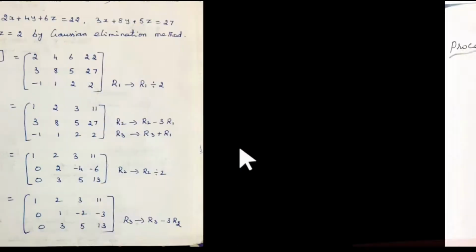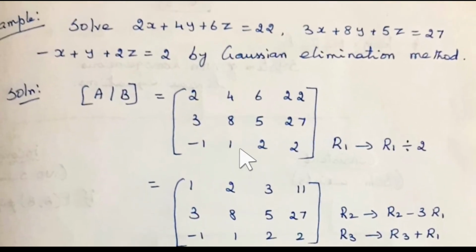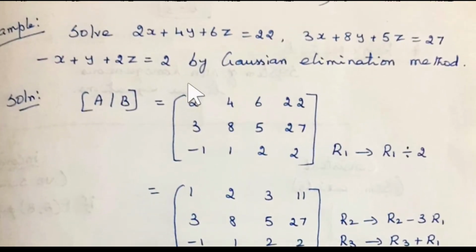Now let us see one example for this problem. A system of three linear equations is given. We have to solve using Gaussian elimination method. So first step, write the augmented matrix AB. Here the matrix A is 2, 4, 6 and second row 3, 8, 5. Third row minus 1, 1, 2. Now I am going to add this matrix B here, that is the constant terms in a single column 22, 27 and then 2. So first step over. We have written the augmented matrix AB.